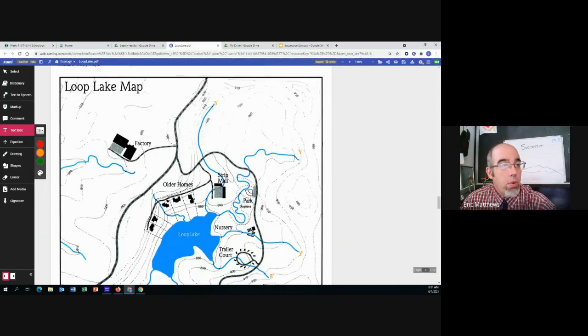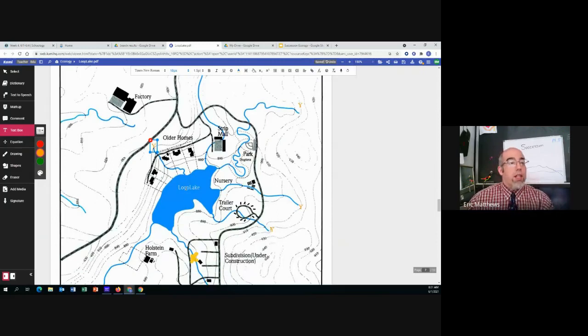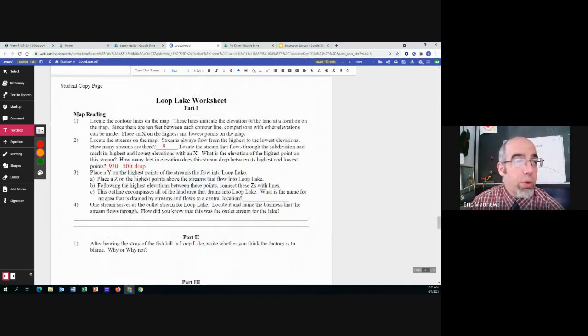Now there's one more right here. So those all flow into Loop Lake. These two on the side don't connect to it, so they don't have any point in this one. All right.